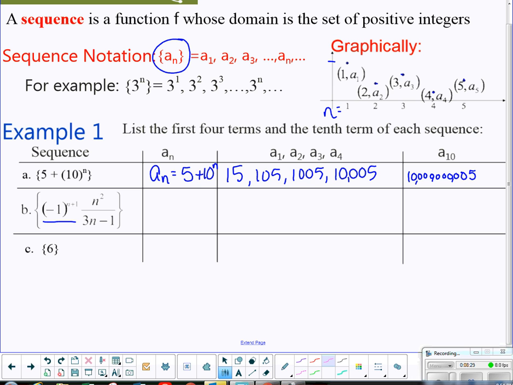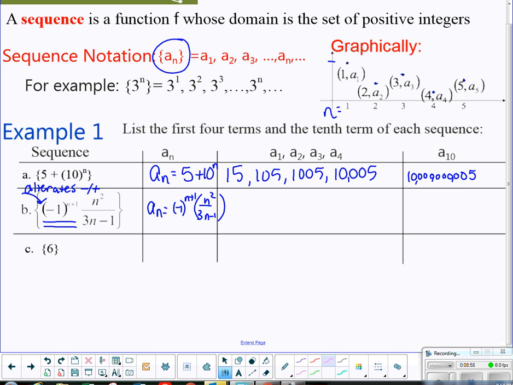This one's an interesting one. This will actually be an alternator. It's going to alternate positive and negative. And we will have to decide, it actually might be negative followed by positive once we get into this. And that rule, well, we could write a sub n is equal to -1 to the n plus 1, n squared over 3n minus 1. That would be our rule of sequence.